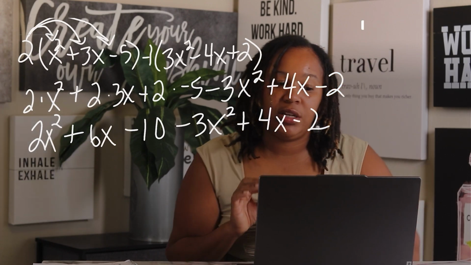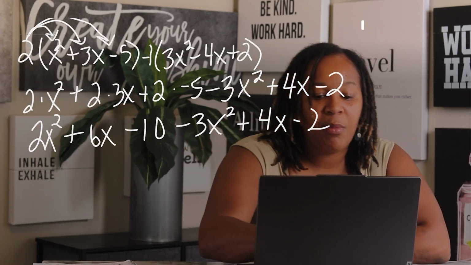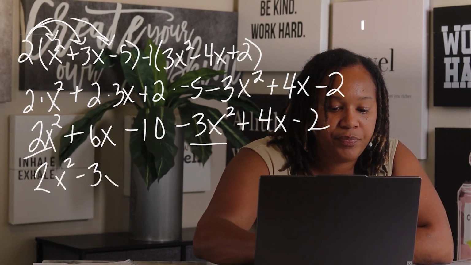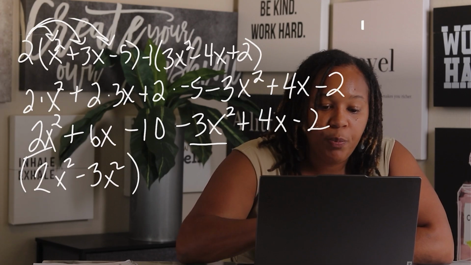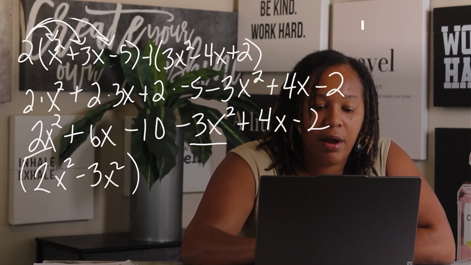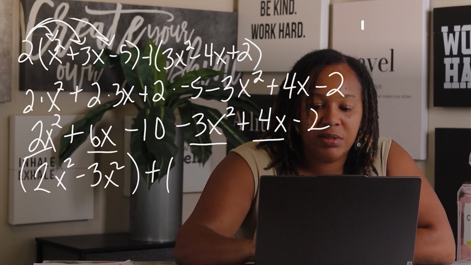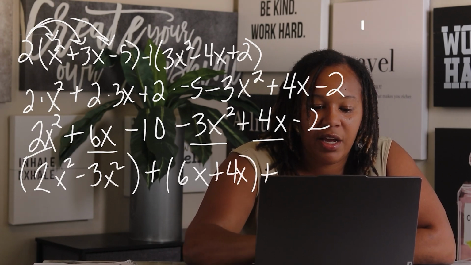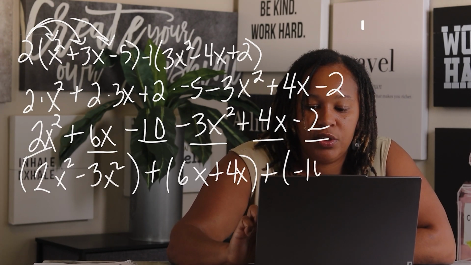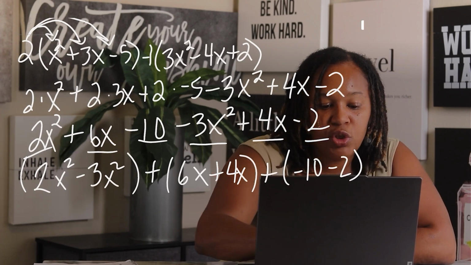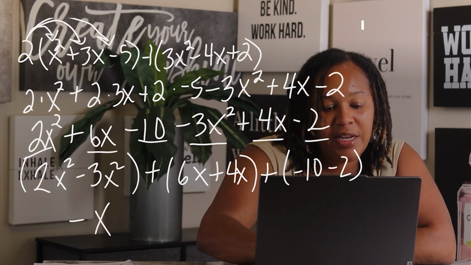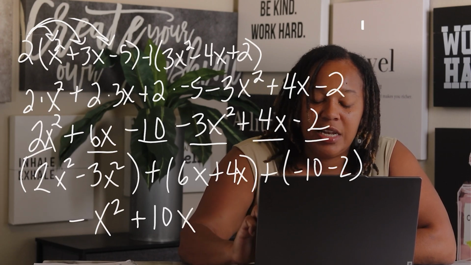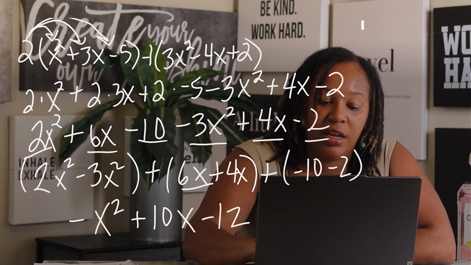And so the last thing I have to do is combine like terms. So my first like terms are the 2x squared minus 3x squared. I'm just grouping those together so you can see what the like terms are. My second set of like terms is the 6x and the 4x. And then my last set of like terms is the negative 10 and the negative 2. And so 2x squared minus 3x squared gives me a negative x squared. 6x plus 4x gives me a 10x. And negative 10 minus 2 gives me a negative 12.